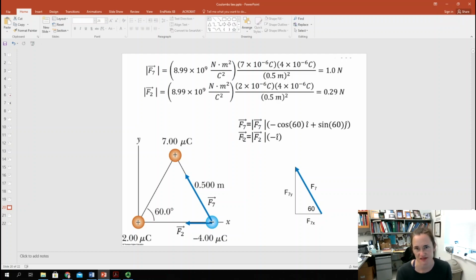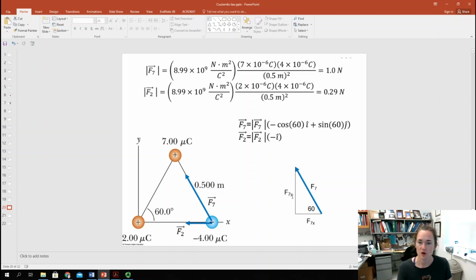Now let's do F7. It's harder. The interior angle of the right-hand side of that triangle is 60 degrees. I've broken down F7 independently in a little drawing here on the bottom right. I've drawn F7 pointing up and to the left. That angle is labeled 60. Now I need the x and y components of the triangle that the vector makes. Since this is 60 degrees, the x component is adjacent to the 60-degree angle, so I'm going to use cosine. And it points in the negative x direction, so it's minus cosine of 60 i hat.